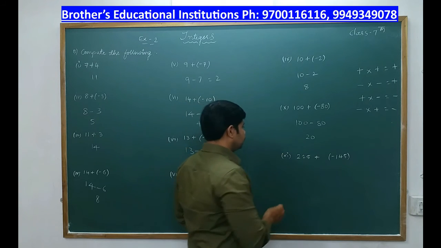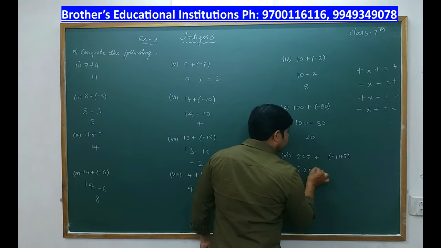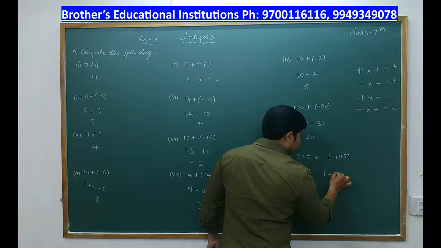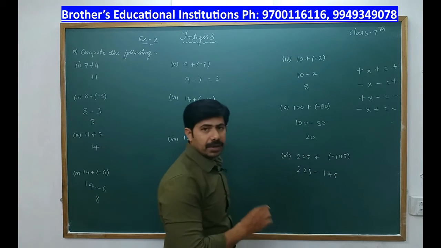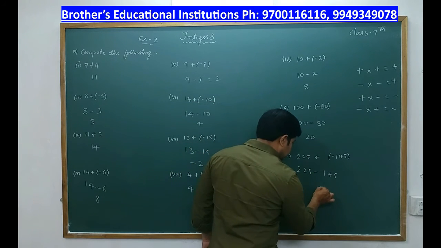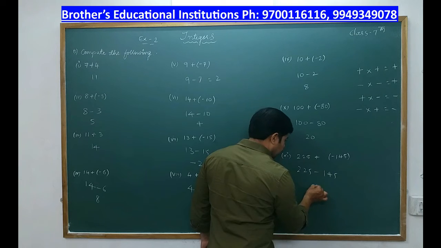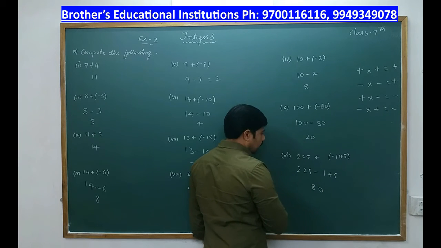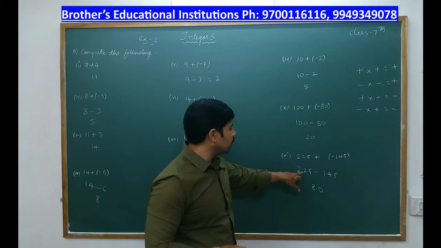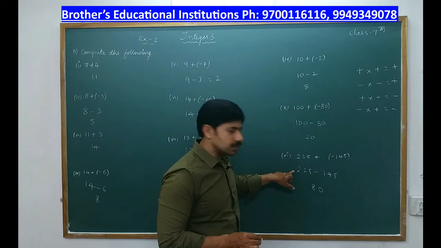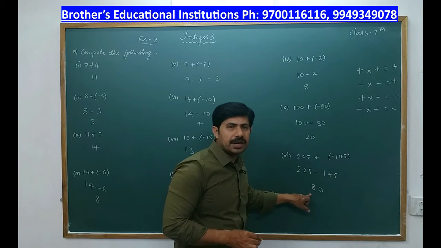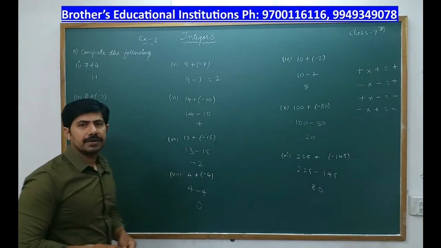Then after that, 225 plus into minus is minus. So subtract 225 minus 145. It is 0. 12 minus 4, 8. Right? So we get 80. So 225 is a bigger number. It is having positive sign. So it is plus 80. Right? So this is completed.